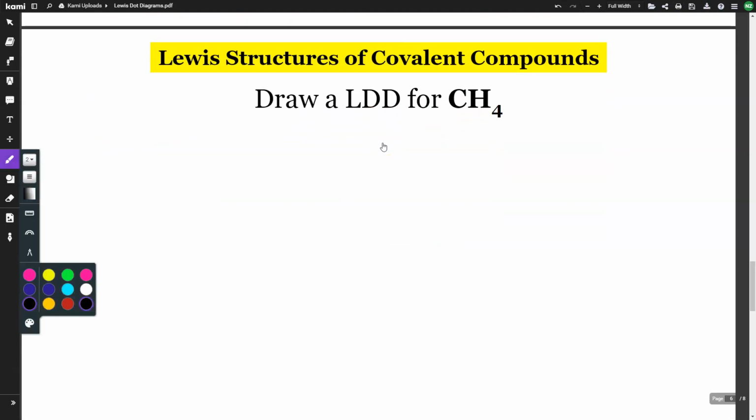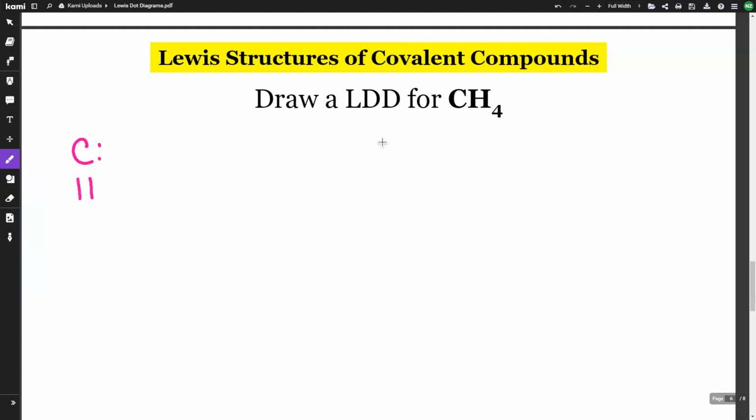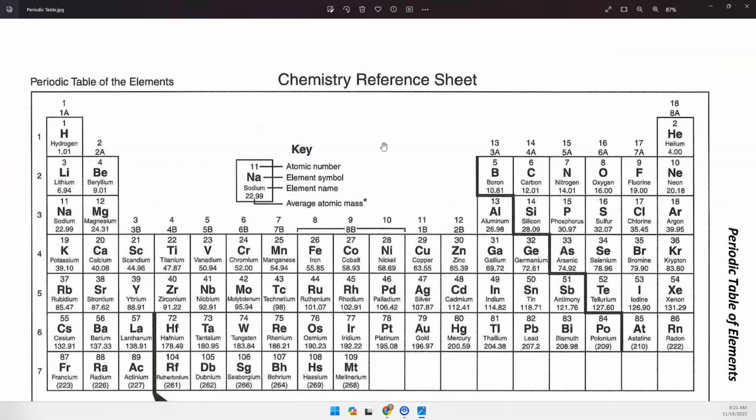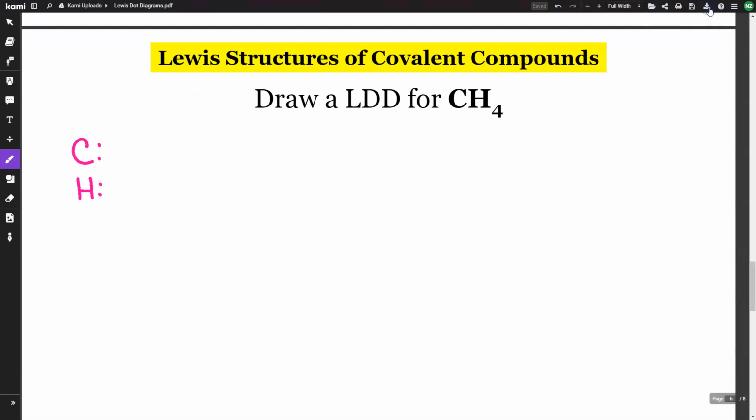Okay, this one's a little larger and a little more difficult. Let's go through this. So we have carbon and we have hydrogen. Looking at our periodic table, carbon has 4, hydrogen has 1. There are 4 hydrogens. Okay, so 4 plus 4 is 8.